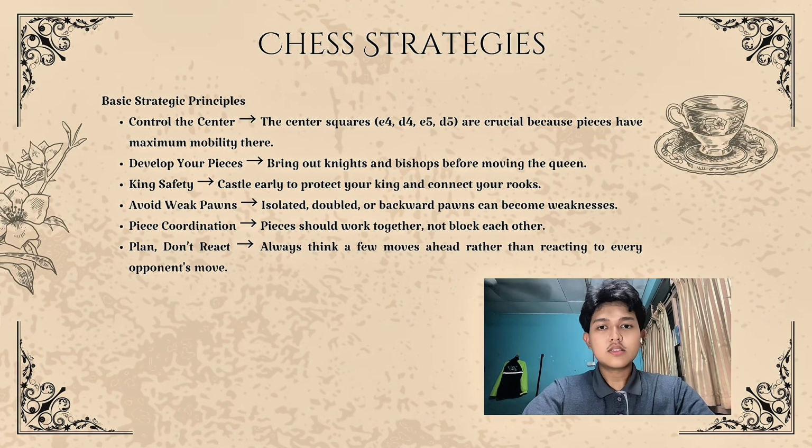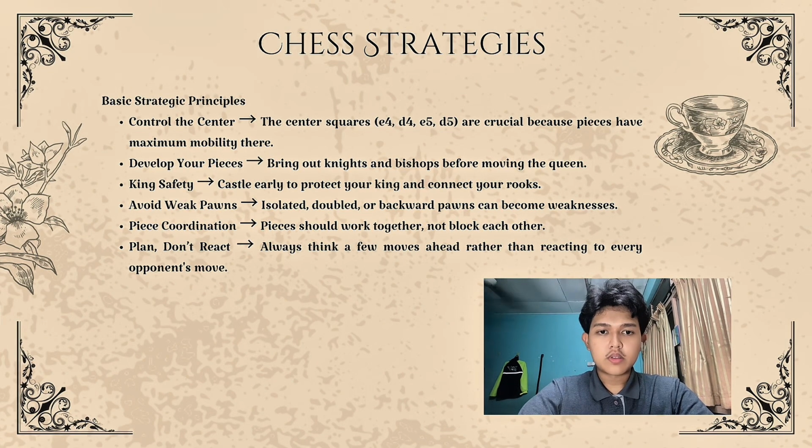Chess strategy. A basic strategy principle. First, control the center. The center squares E4, D4, E5, D5 are crucial because pieces have maximum mobility there. Second, develop your pieces. Bring out knights and bishops before moving the queen. Third, king safety. Castle early to protect your king and connect your rooks.